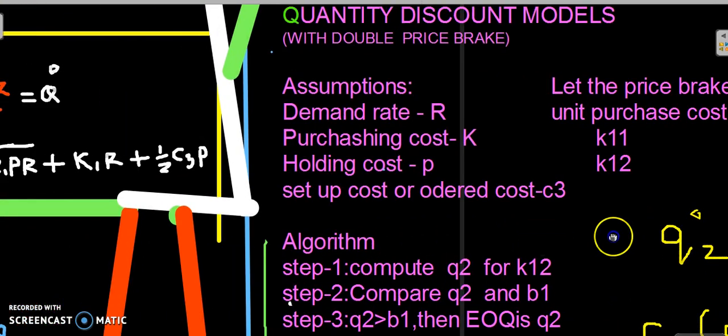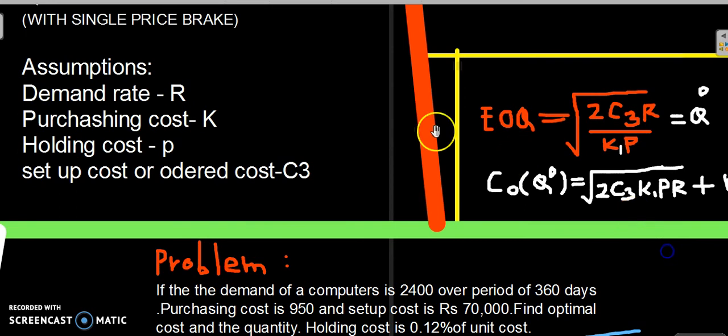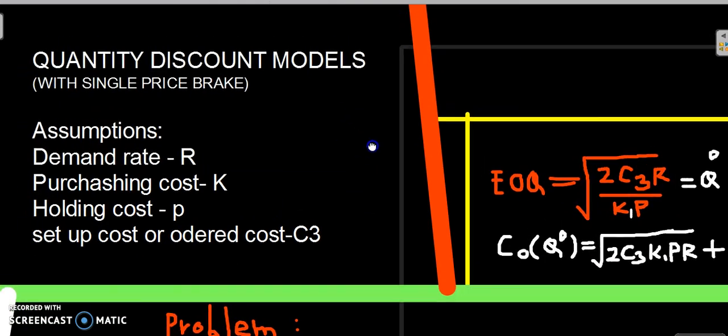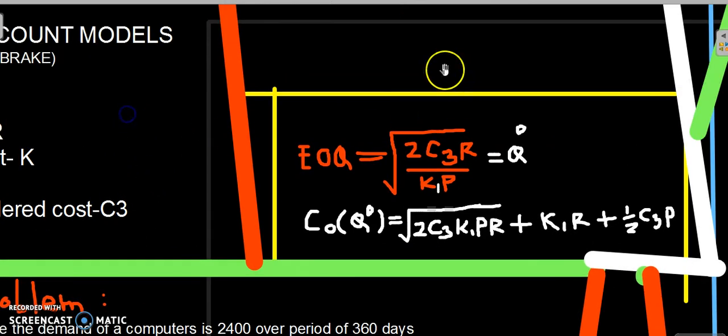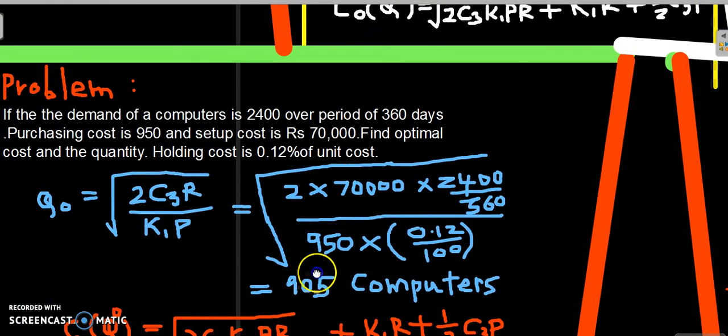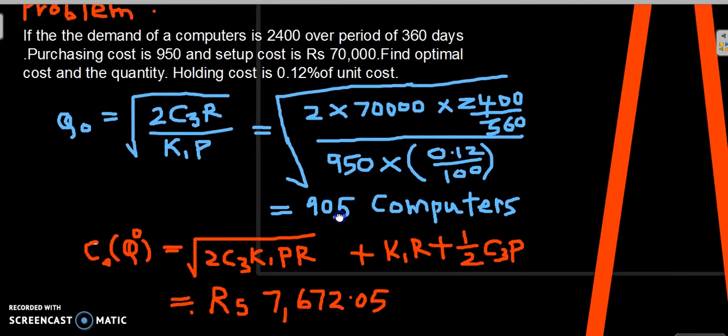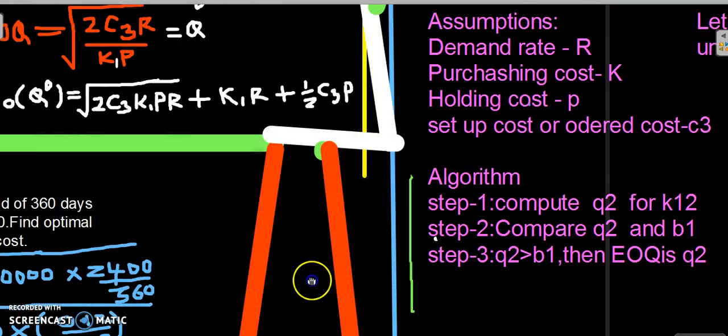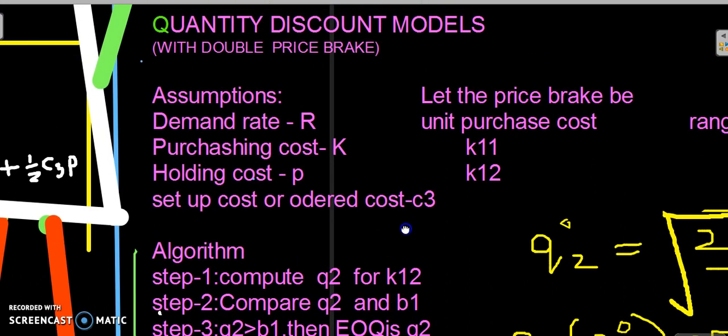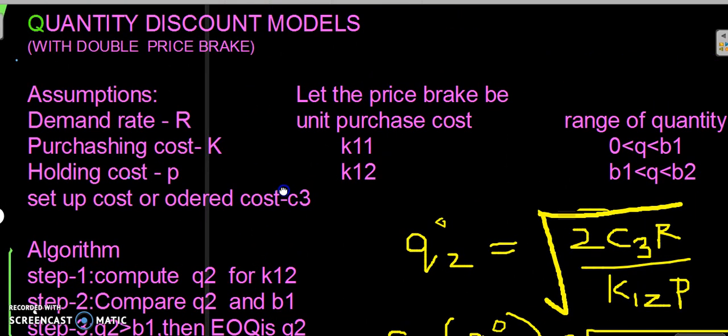Okay, welcome students. In the previous case, we studied quantity discount models with a single price break. These are the assumptions, these are the formulas, and these are the applications that we discussed. Right now there is another type of price break problem or quantity discount model. There may be a discount according to the quantity. Such mathematical models we are framing there with the double price break.